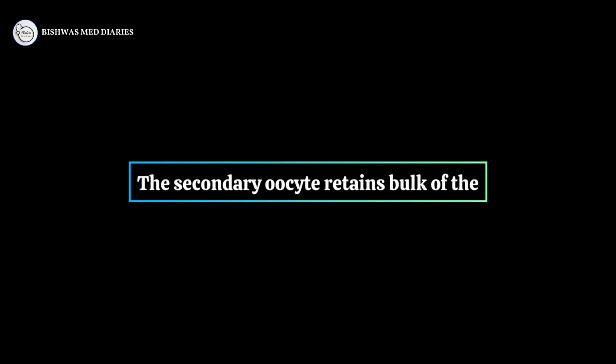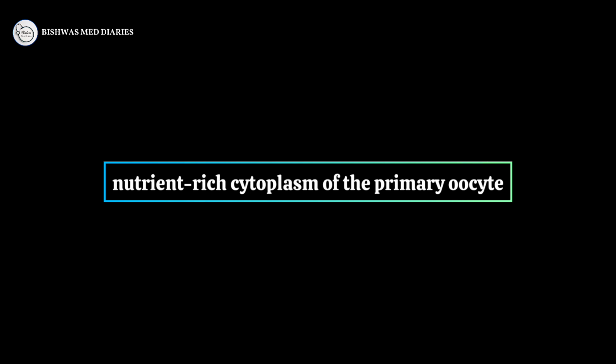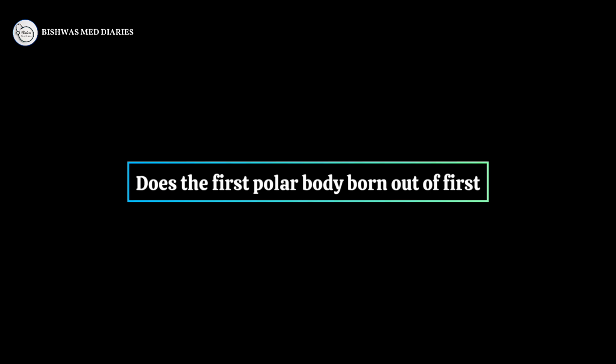The secondary oocyte retains the bulk of the nutrient-rich cytoplasm of the primary oocyte. Can you think of any advantage for this? Does the first polar body born out of first meiotic division divide further or degenerate? At present, we are not very certain about this.